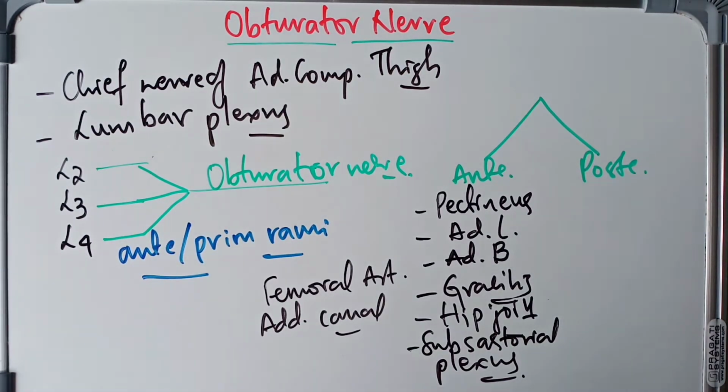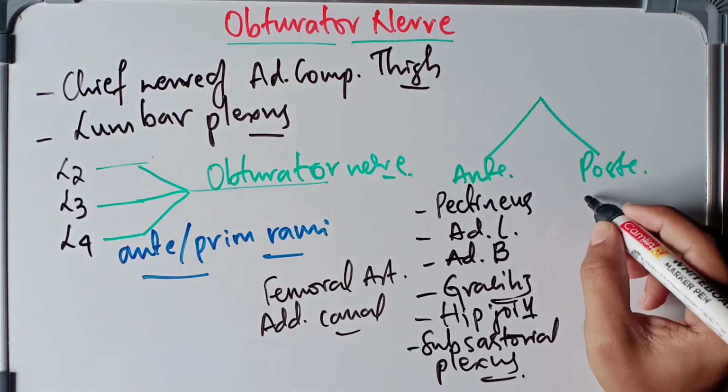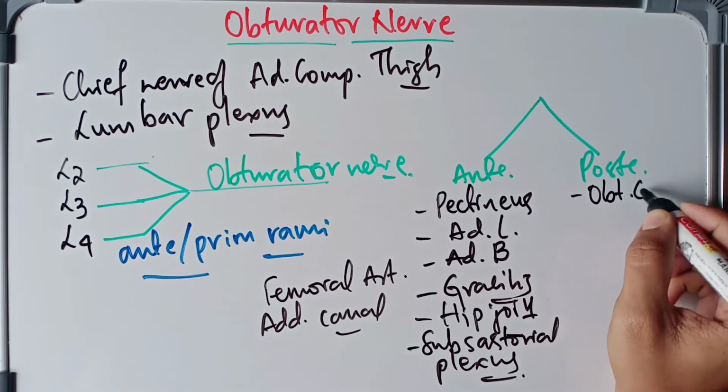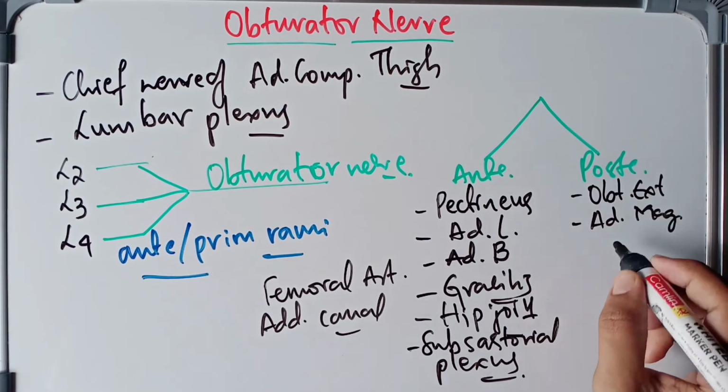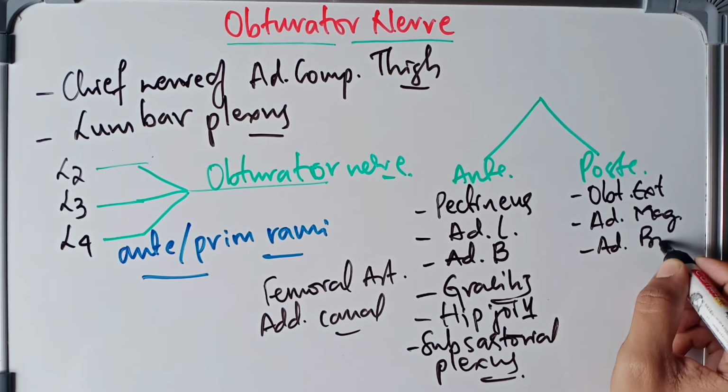So, what about the posterior division? The posterior division enters the thigh by piercing the anterior part of the obturator externus muscle, and afterwards it descends to supply three different muscles: the obturator externus, adductor magnus and also adductor brevis.